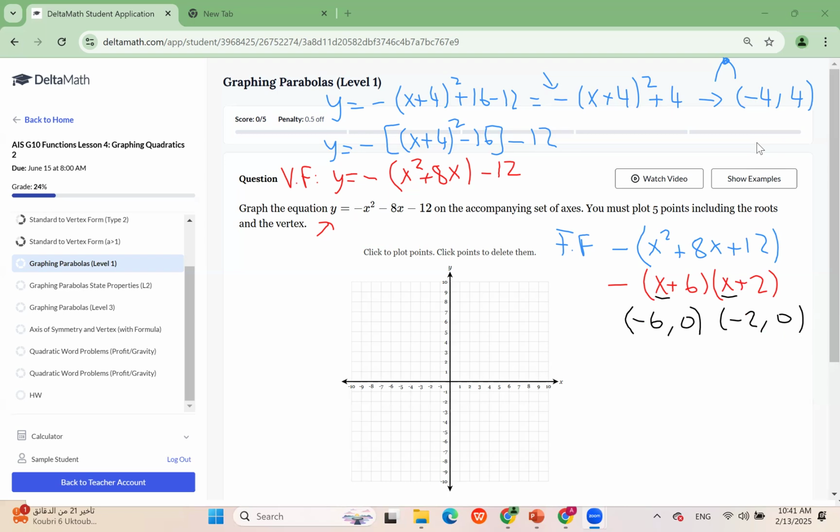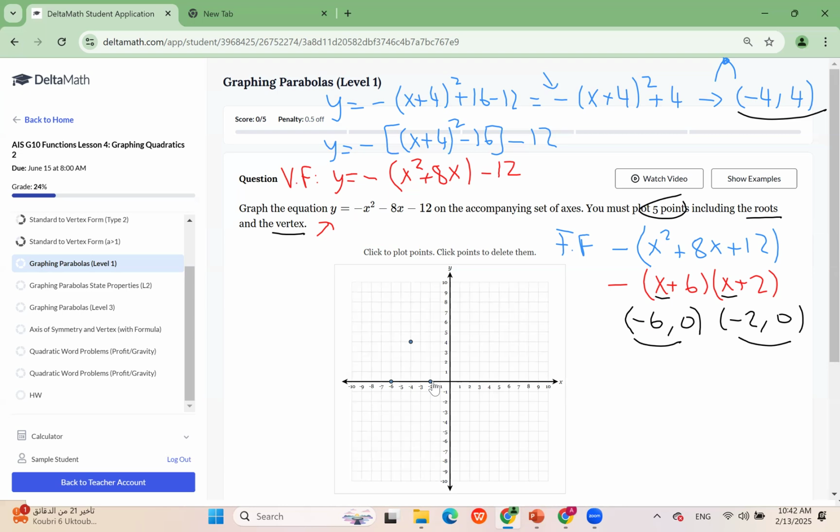We have 3 points so far. Let's plot them. We have this point, negative 4, 4. We have negative 6, 0, and we have negative 2, 0. Negative 4 and 4 is this point right here. Negative 6 and 0 is right here. And negative 2 and 0 is right here. We want 5 points in total, including the roots and the vertex. We already got the roots and the vertex. We just need 2 more points.